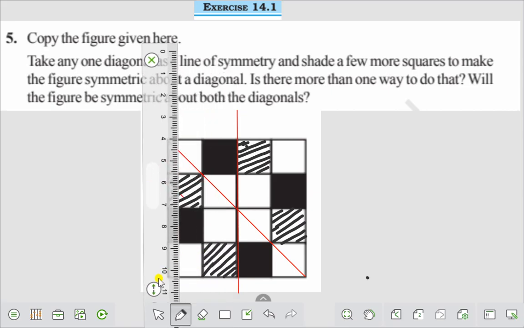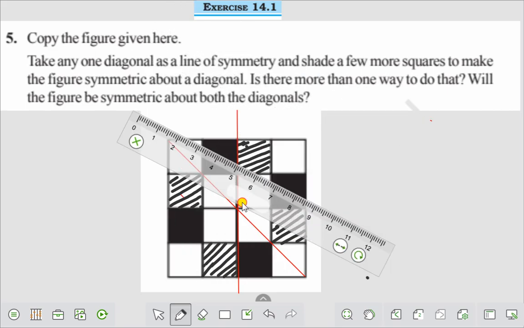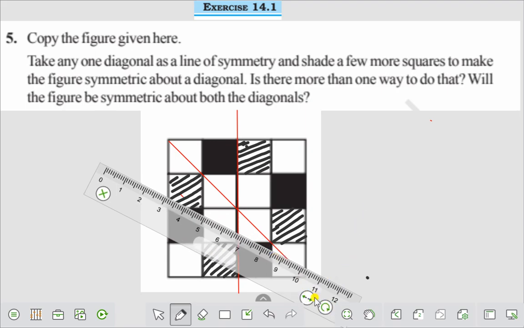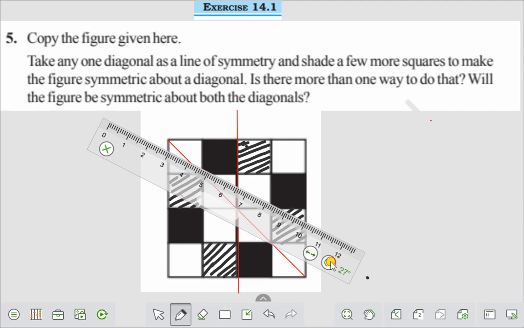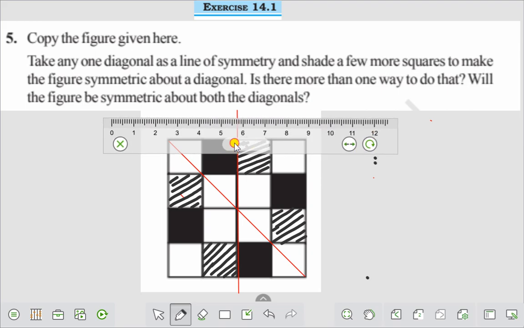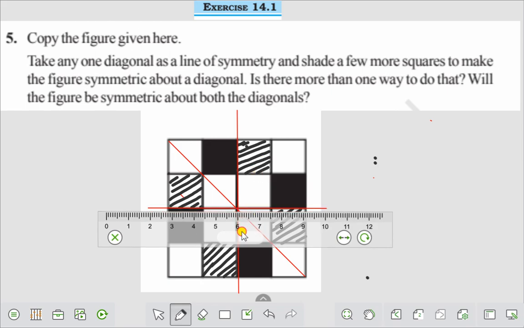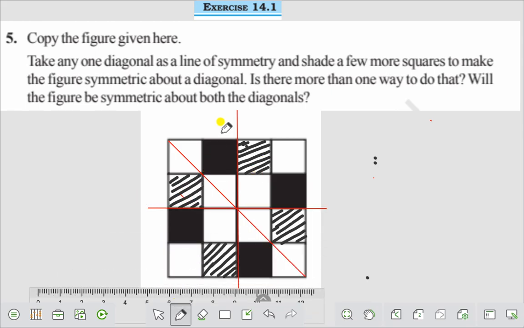And if we draw another way, that is horizontal, then it is also symmetric about this horizontal line, symmetric about the vertical line, and symmetric about this diagonal also. Is there more than one way to do that? Yes, there are two ways to do that. Yes, the answer is yes.